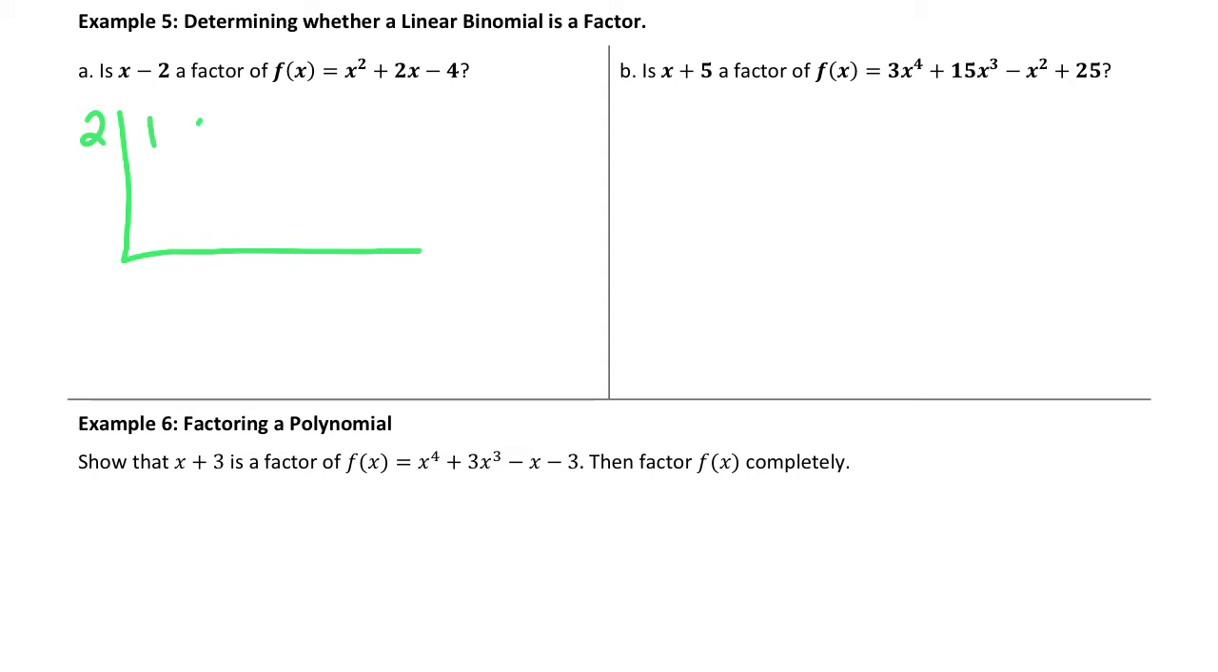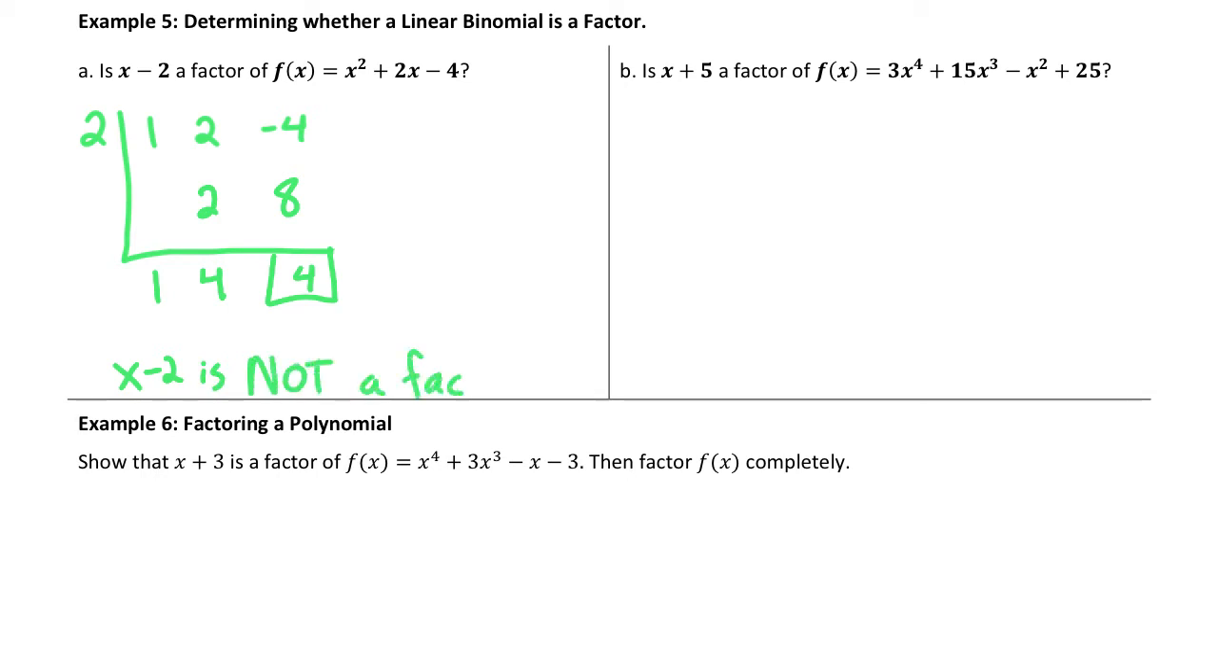And for this to be a factor, ask yourself the question: what does the remainder have to be? The remainder has to be 0. So, to do the synthetic division, drop down 1, this becomes 2, this becomes 4, 8, our remainder is 4. So, x minus 2 is not a factor.